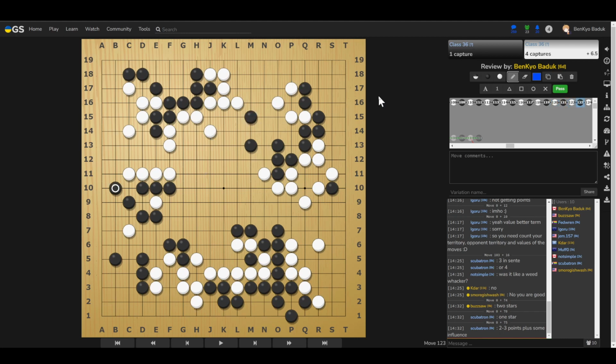So this white move is a big mistake because black can actually take advantage of this kick shape. So that's looking pretty dangerous. So white needed to, I mean, this move is so important, this descend. It just does so many good things for white.